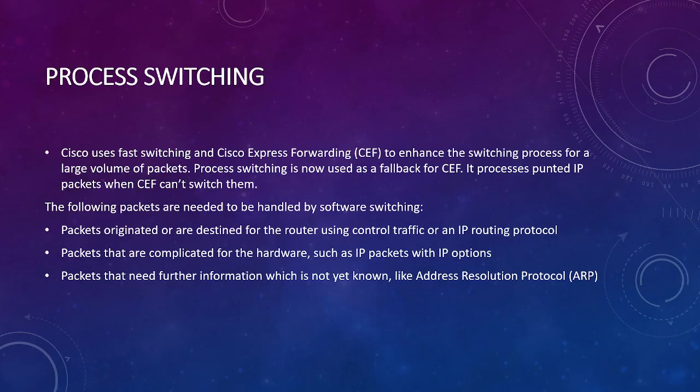Consider a scenario where ARP did not populate the MAC address for the destination IP. So the ARP is not properly populated, and it will not be updated. Those packets will be handled by process switching. Even your ICMP packets destined to the router are handled by the CPU only. Any packet that is destined for the router is handled by the CPU.